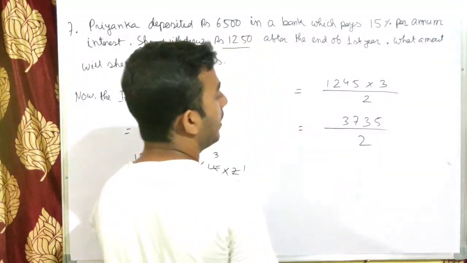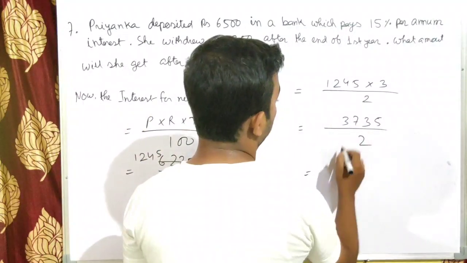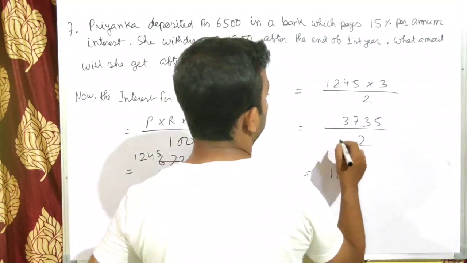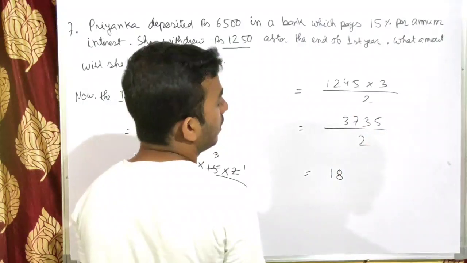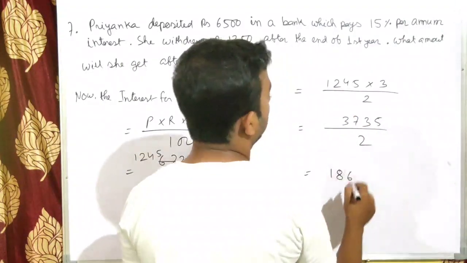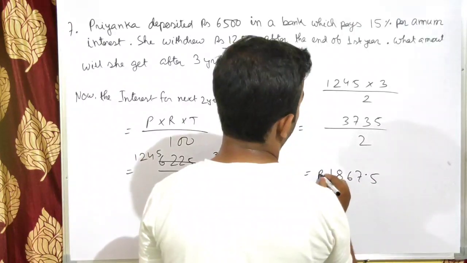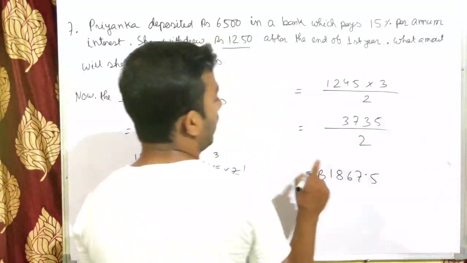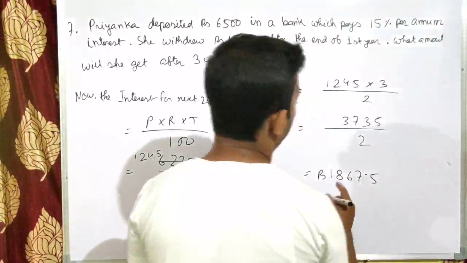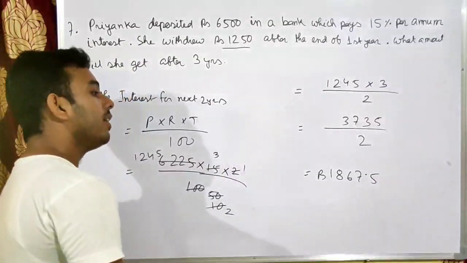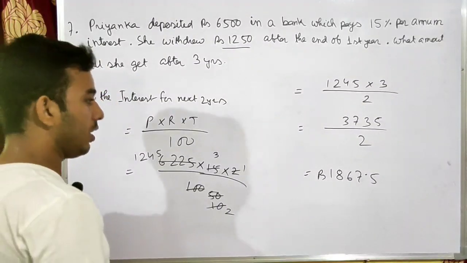Now if we divide it by 2, 2 into 1 is 2, 2 into 8 is 16, 2 into 6 is 12, 2 into 7 is 14. So this is 1867.5. This is the interest she will get for the next 2 years.